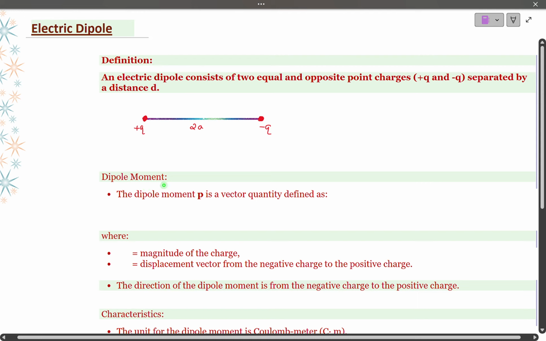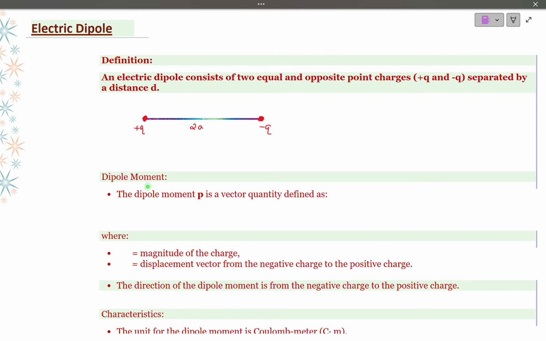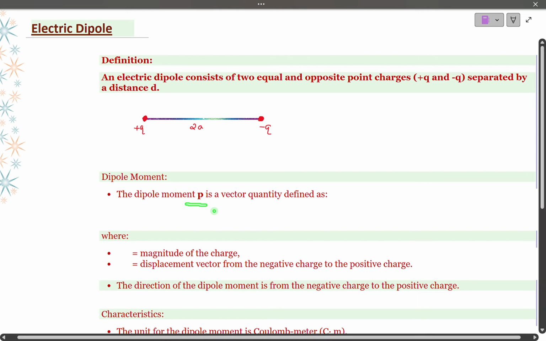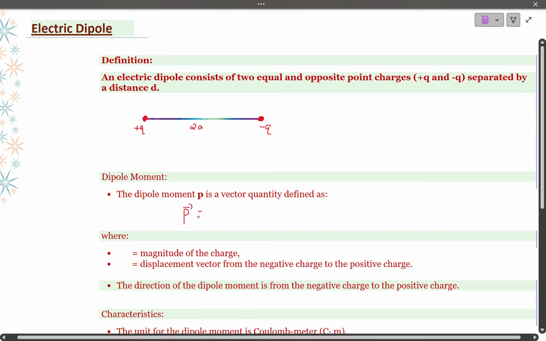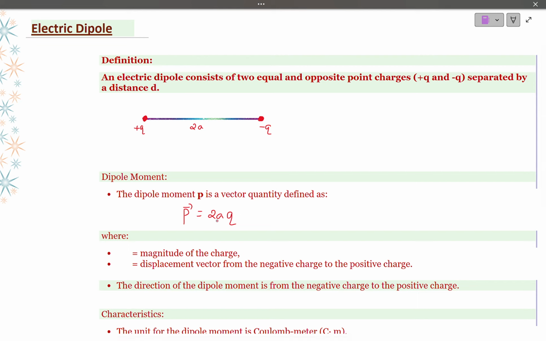Next, one term related to electric dipole is dipole moment. Dipole moment is represented by the letter P. It's a vector quantity and it is defined as P equal to 2a times q, where 2a is the distance between the two charges and q is the magnitude of one of the charges. So dipole moment is the product of 2a and q. This is the expression for dipole moment: P equals 2aq.